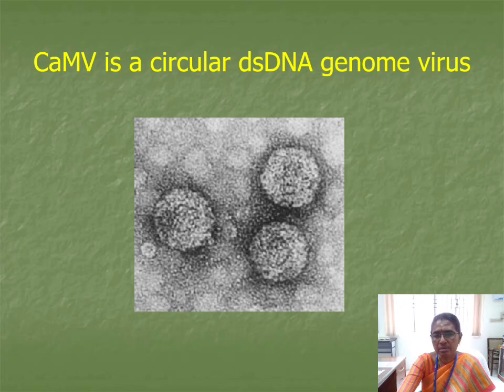So this is an electron micrograph of a cauliflower mosaic virus. That is a virus with a circular double-stranded DNA genome.